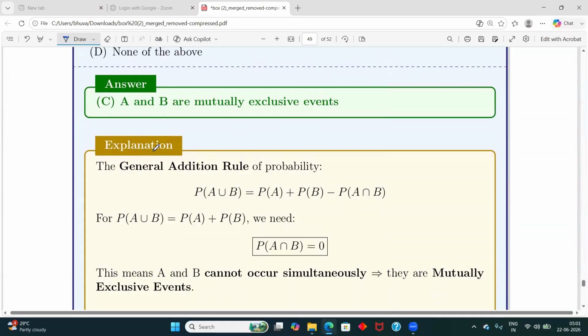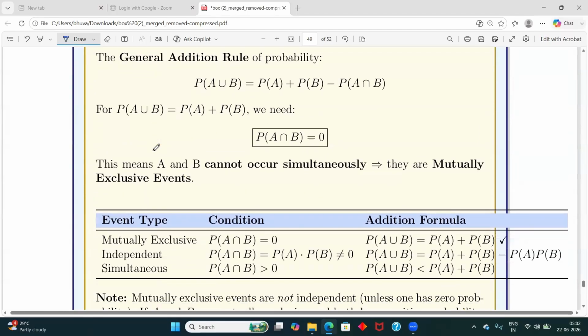The general addition rule of probability for A union B is equal to probability of A plus probability of B minus probability of A intersection B. For probability of A union B to equal probability of A plus probability of B, we need the probability of A intersection B to be equal to 0. This means A and B cannot occur simultaneously. They are mutually exclusive events.